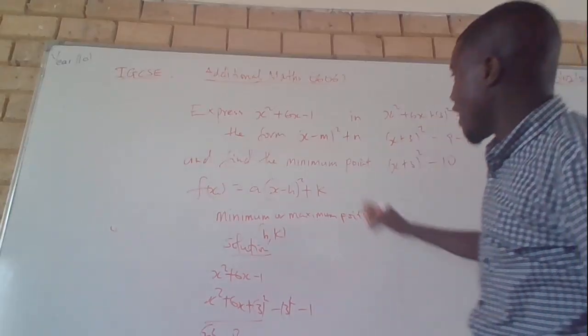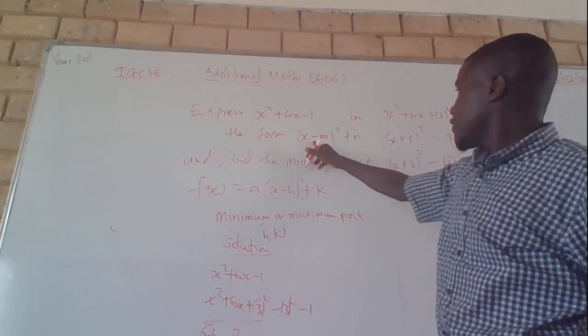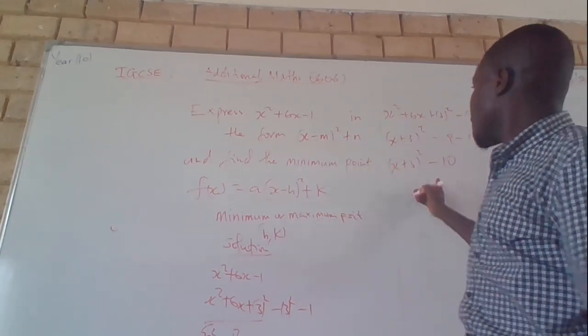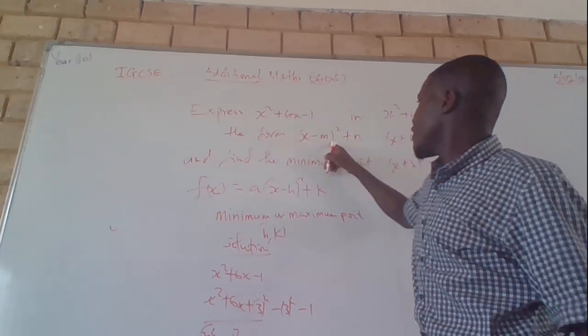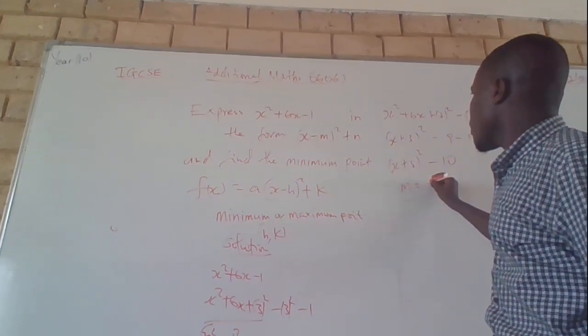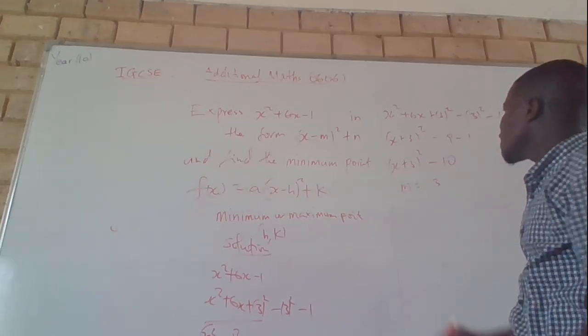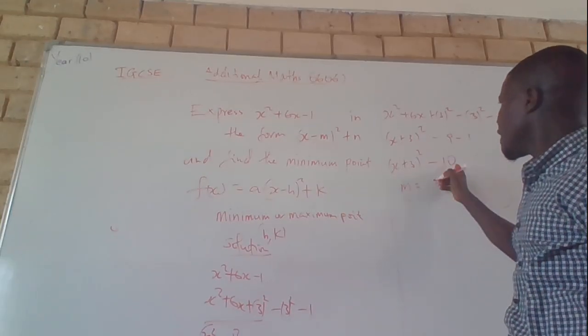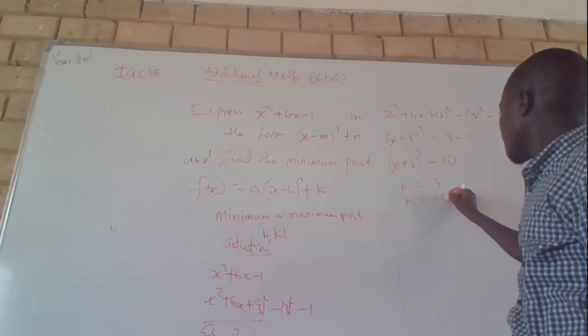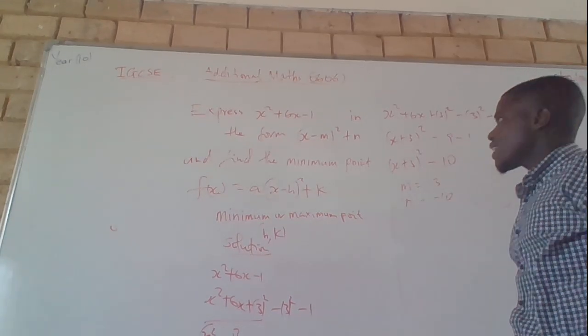As you can compare, we have expressed this in the form we wanted. Our m here is 3, and our n is negative 10. That is it.